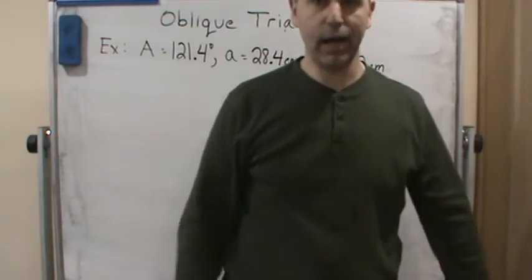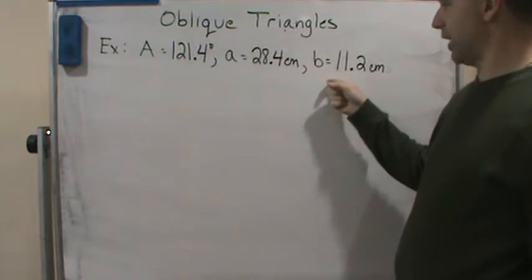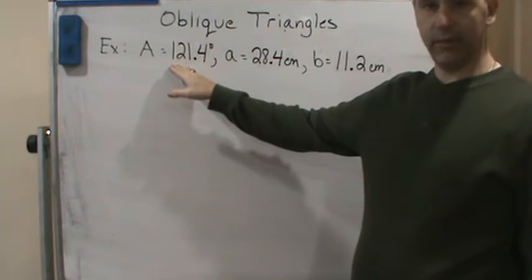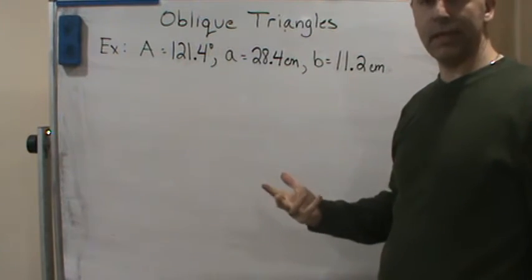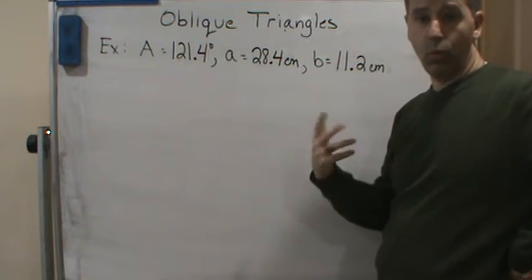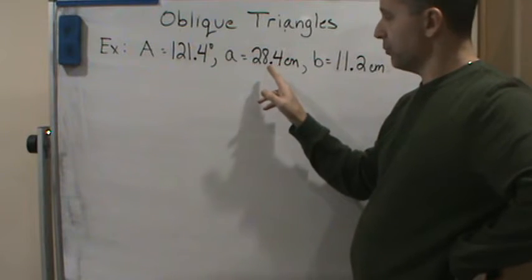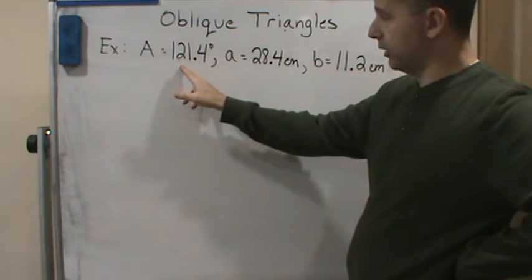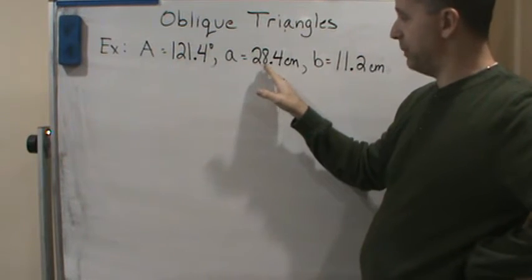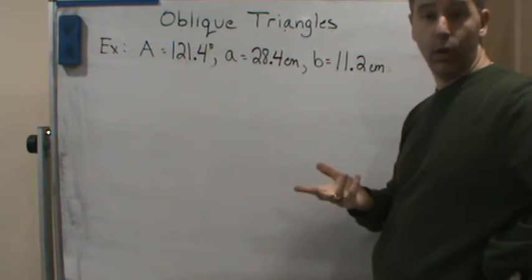All right, welcome back. Now in this example, we look at the given angle and the two sides. Notice that we've got two sides, and one of the sides is across from the given angle. So again, this is that potential where we might have one or none, right? In this case, A, which is across from the largest side, is an obtuse angle, which means A has to be bigger than B, which it is. So in this case, we know we have one solution.